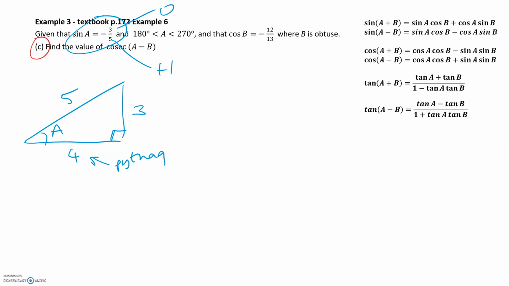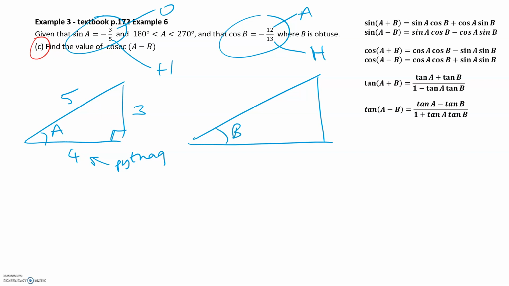And then if we look over here at cos B, cos is the adjacent over hypotenuse. And so if we sketch this one, we've got an adjacent of 12. I'm just ignoring the negative sign. Don't worry about the signs until later on. So that's 12. This is 13, the hypotenuse. Again, using Pythagoras, that's going to be 5. Okay, so now we can use our right angle triangles to find other ratios.